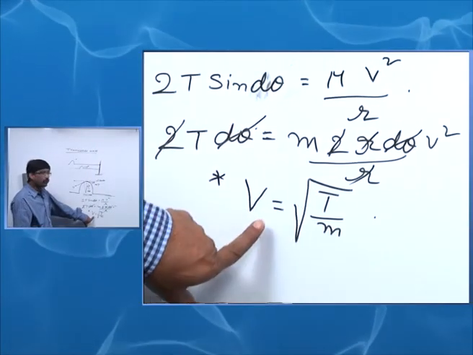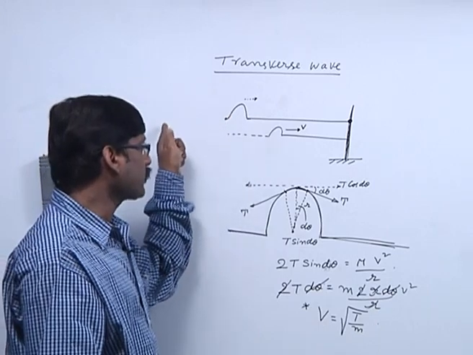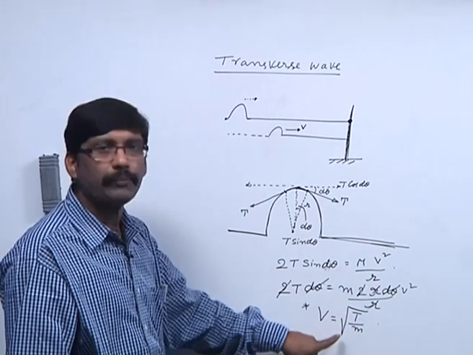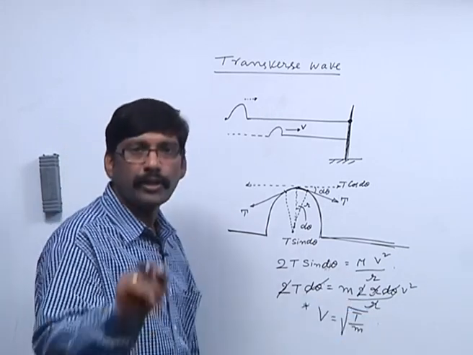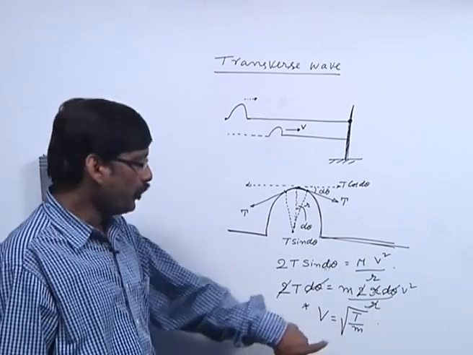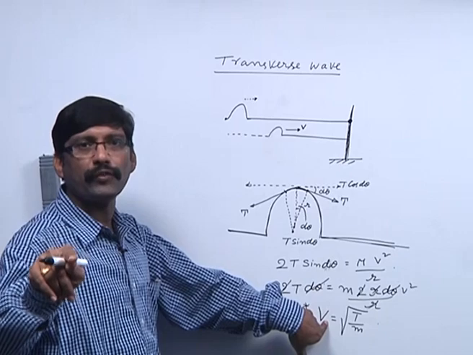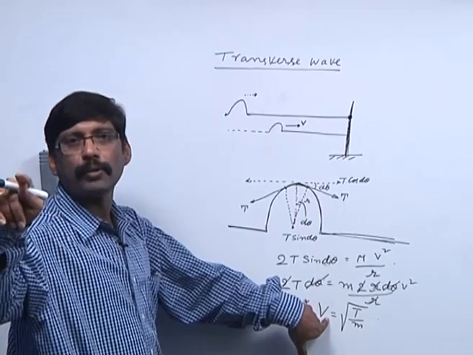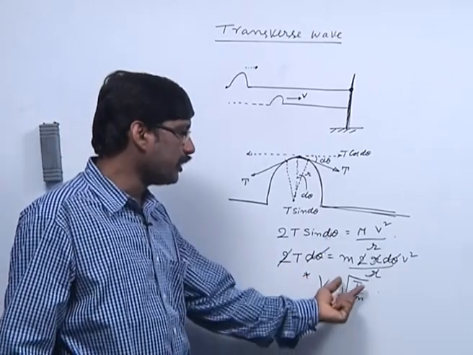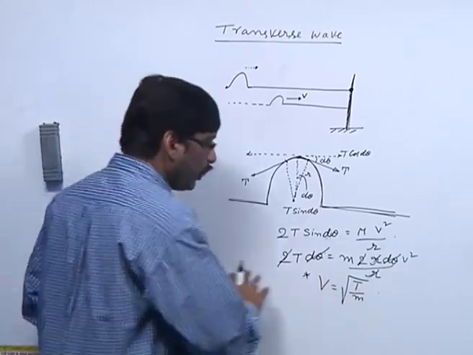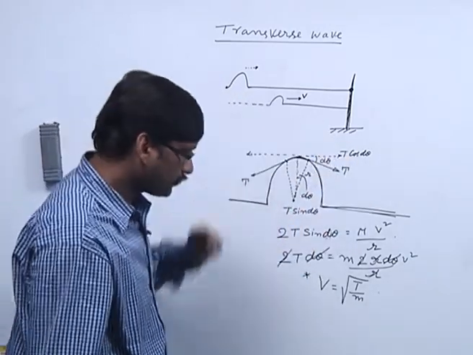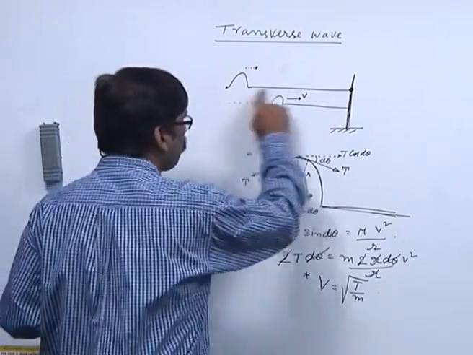So, this is a very important formula. Whenever a transverse wave is travelling along a string, the velocity is root of T by m, which is nothing but root of elastic factor by inertial factor. In the case of a sound wave, we have root of bulk modulus by density. Here it is root of T by m. Now, once you know the velocity of the transverse wave, we will discuss the wave travelling along the string.